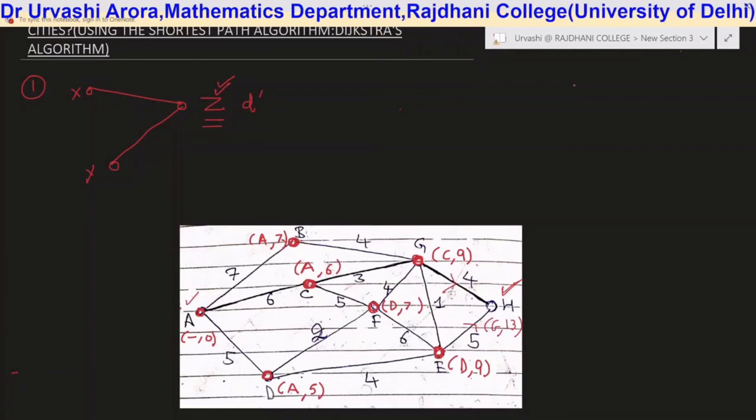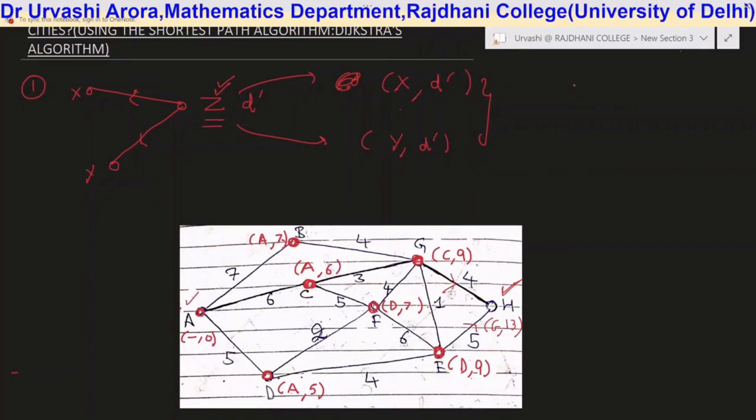So Z will receive a label, but then Z is now adjacent to two labeled vertices X and Y. Whenever such a situation arises in some step, Z can either be labeled X D dash, or we can give label Y D dash to Z. So these are the two possibilities that we have. We can choose any of the two possibilities. This is one thing that has to be noted.